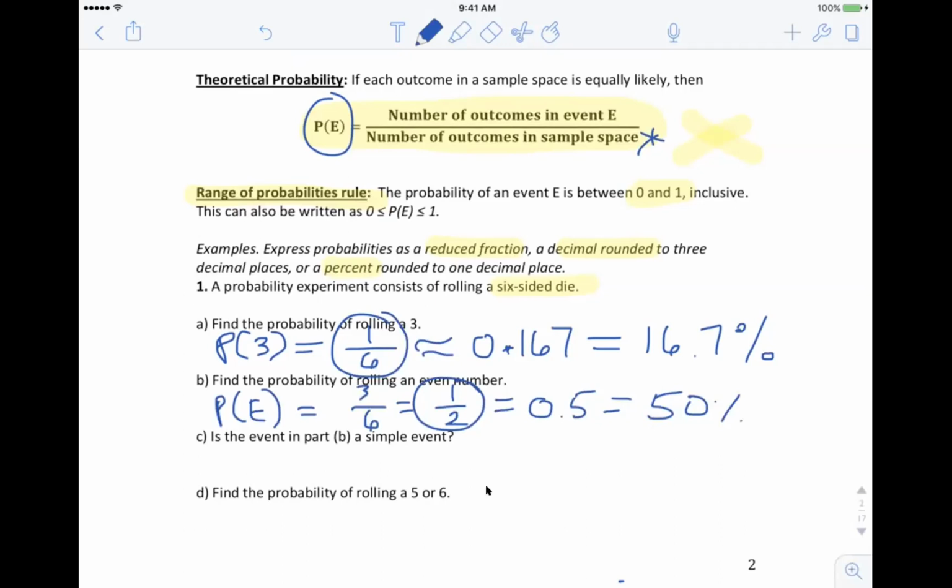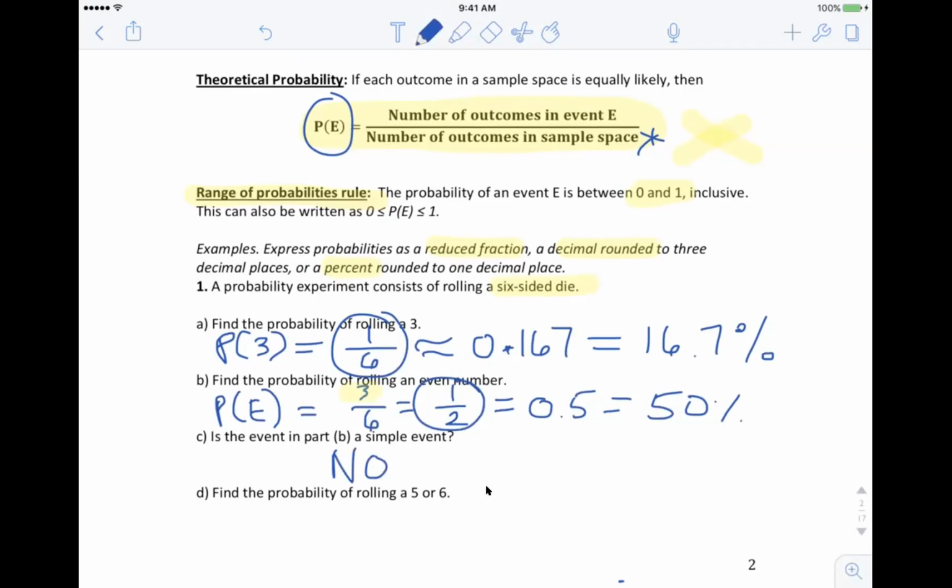Is the event in part B a simple event? No, it's not, because there were 3 possible outcomes. So when you set up your fraction, if that number up top is not 1, it's not simple, right? So this would be a no.